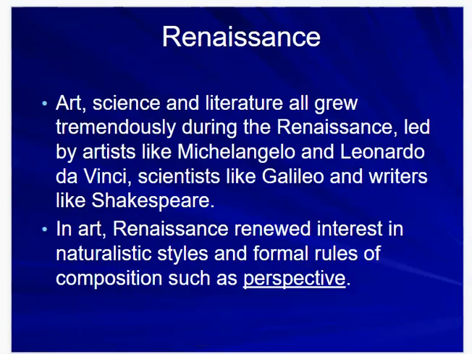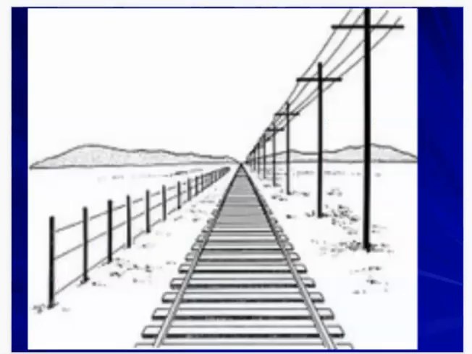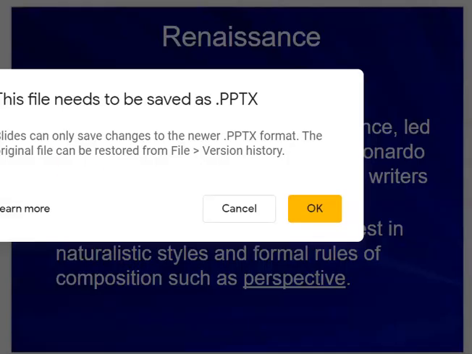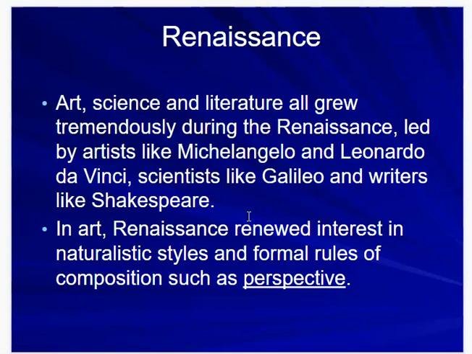Other things were invented as well. Perspective was a huge deal during the Renaissance. They started to take the concept of things farther away being smaller, and things up closer being larger, and they started producing that into their art. Art, science, and literature all grew tremendously during the Renaissance, and it was led by all of these famous artists, as well as scientists like Galileo and writers like Shakespeare.